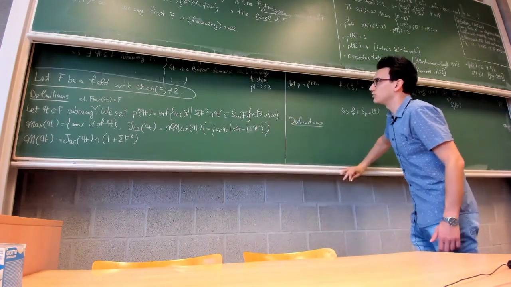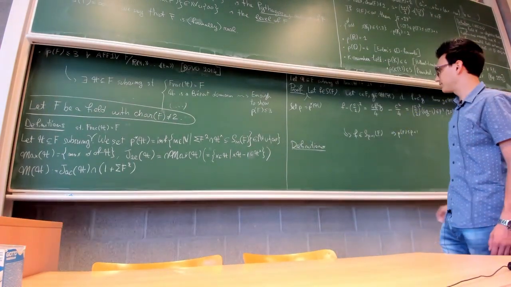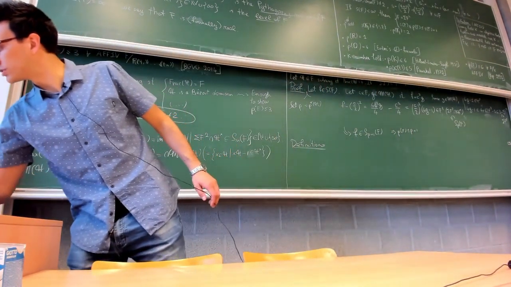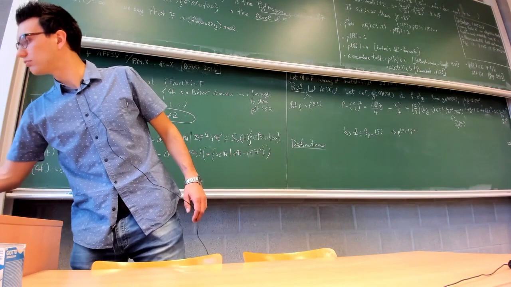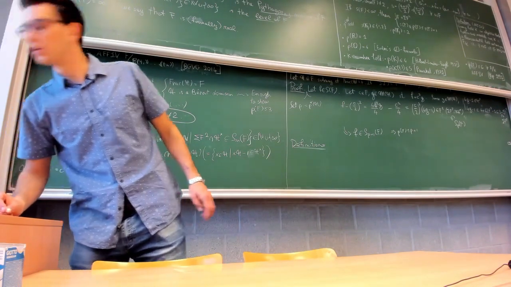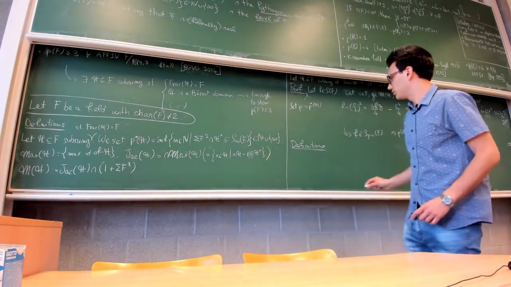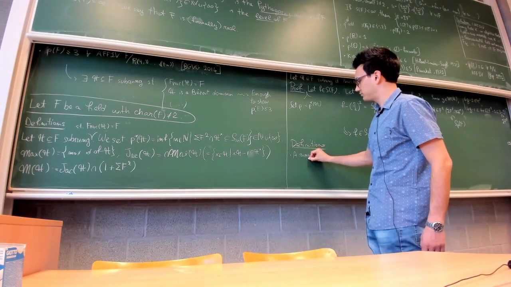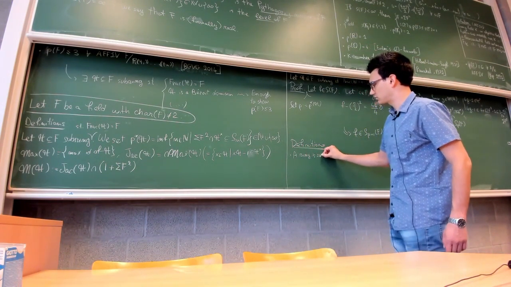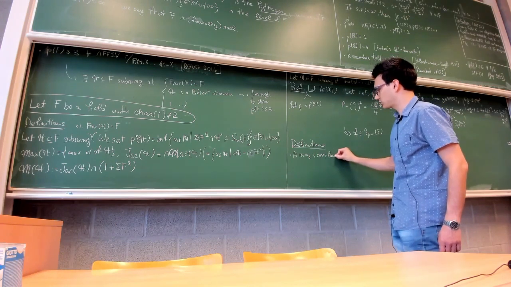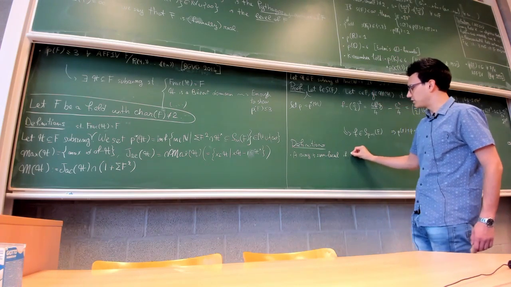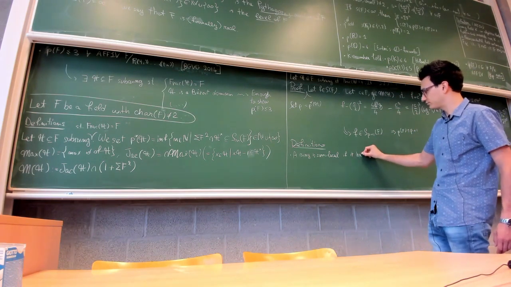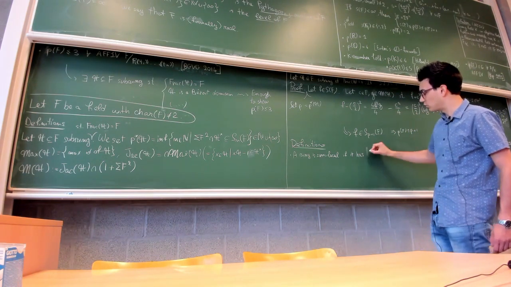I will give you a couple more definitions. Okay, a ring is semilocal if it has finitely many maximal ideals. Only finitely many.